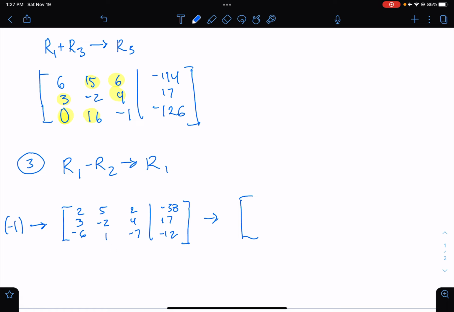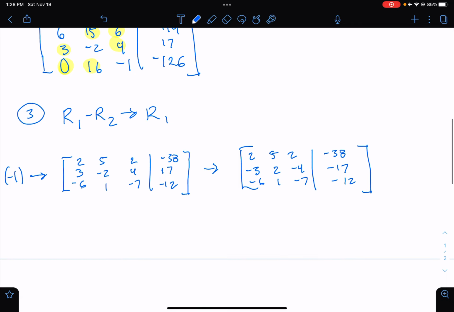So we'll leave row 1 the same, and then we're going to change the sign in row 2 because we're multiplying it by -1. So we'll net -3, 2, -4, -17. And then we're going to leave row 3 the same. And now we're going to add row 2 to row 1 to equal row 1.